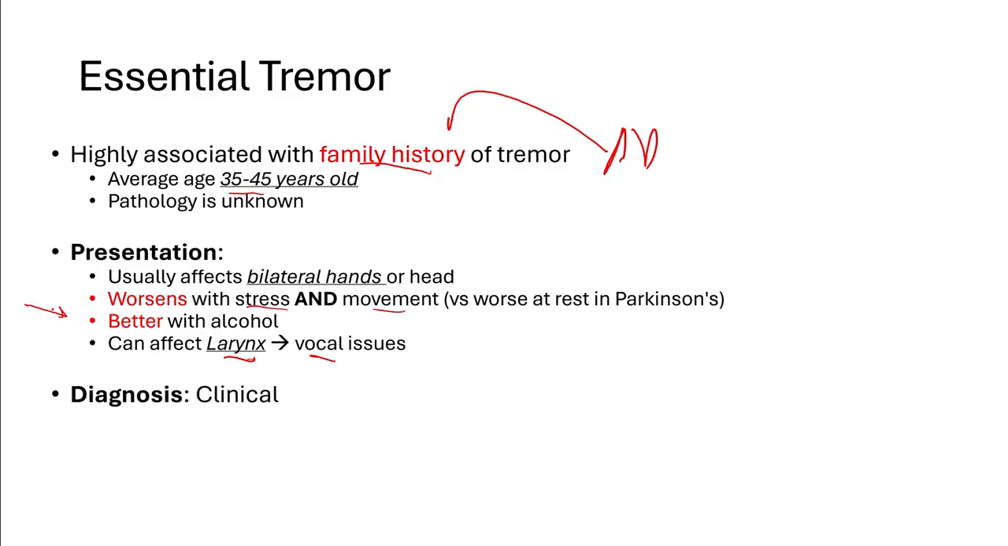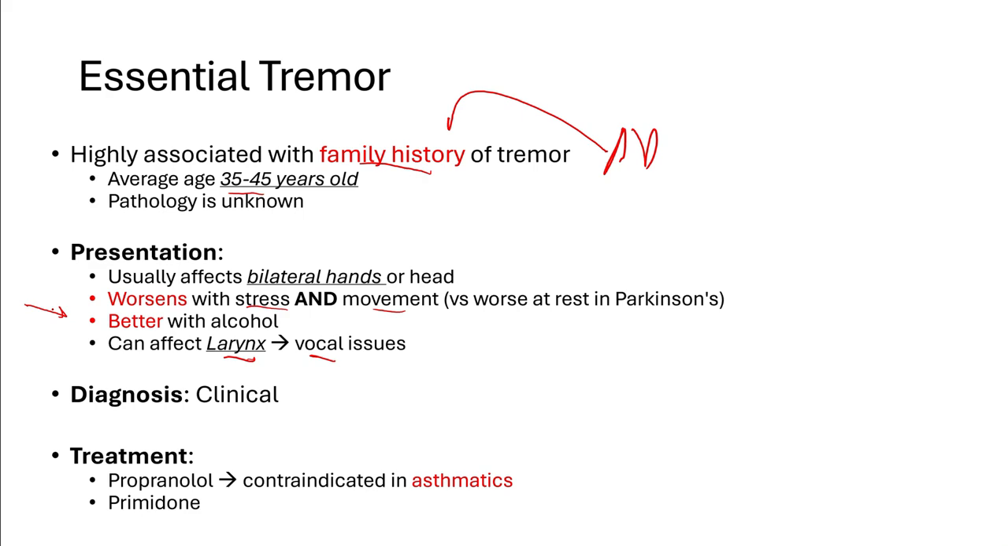The diagnosis is completely clinical based on what we've just talked about. And then the treatment is typically, these are first-line medications, propranolol or primidone. They are both equivalent to one another. The only time that primidone may be the better option is if an individual has a history of asthma, as propranolol is contraindicated in asthmatics.